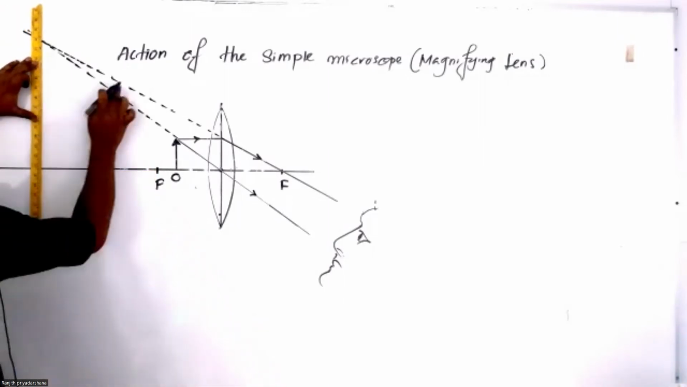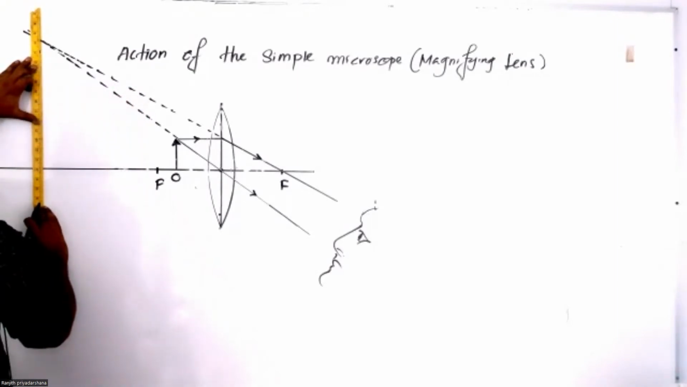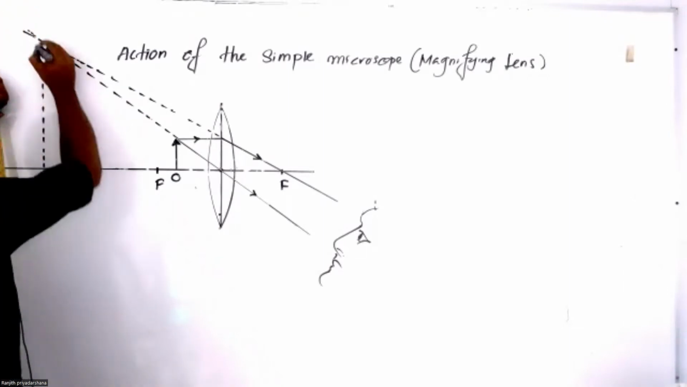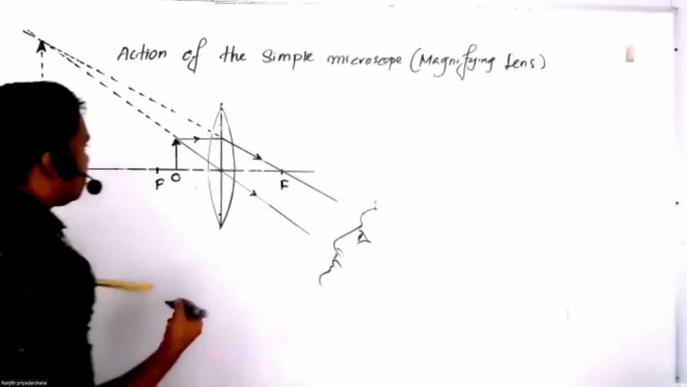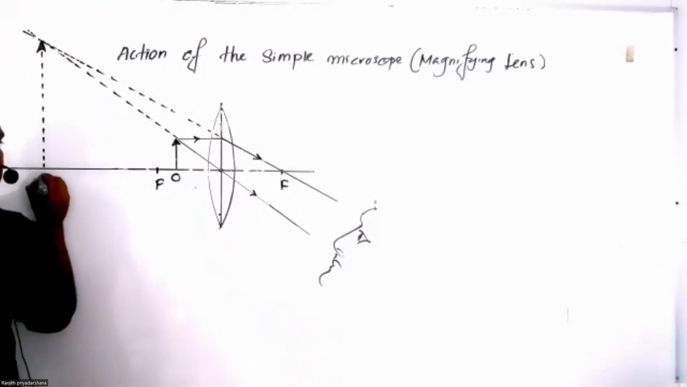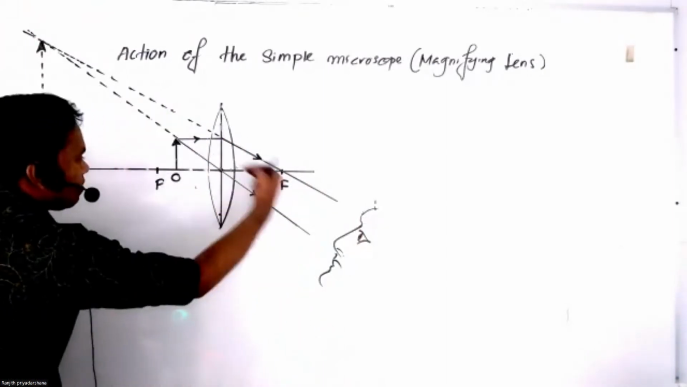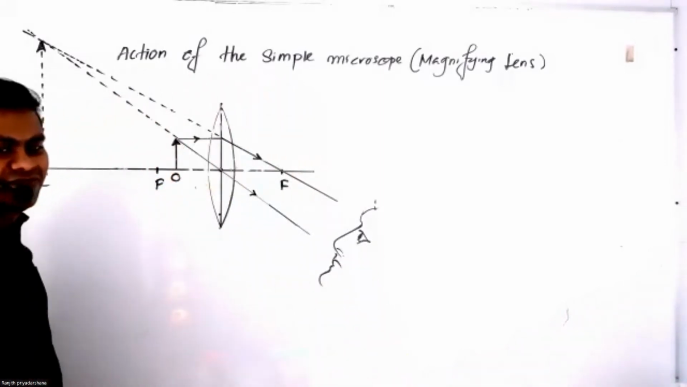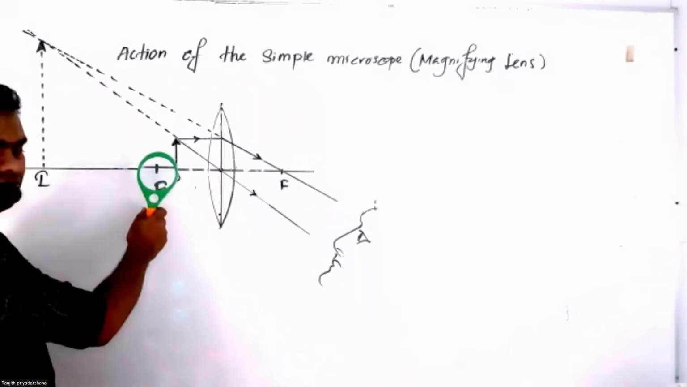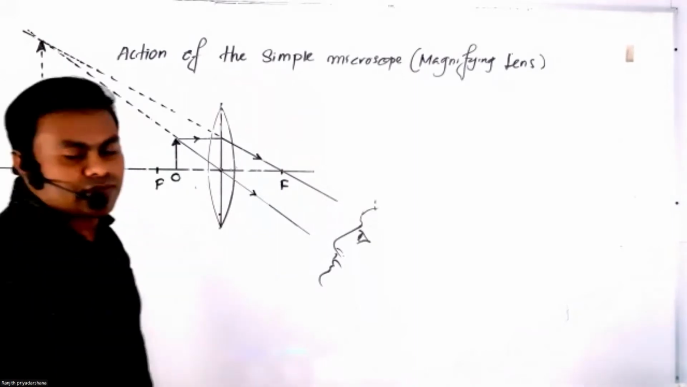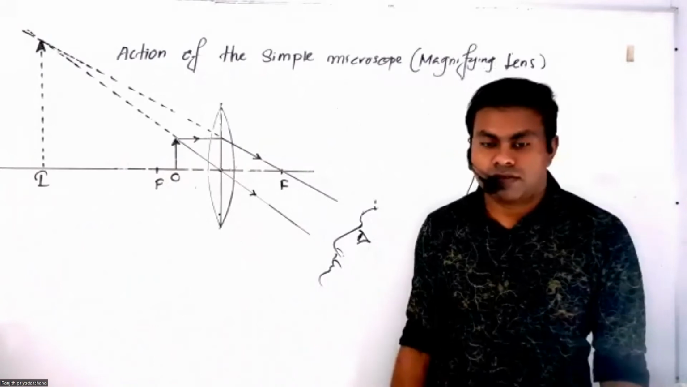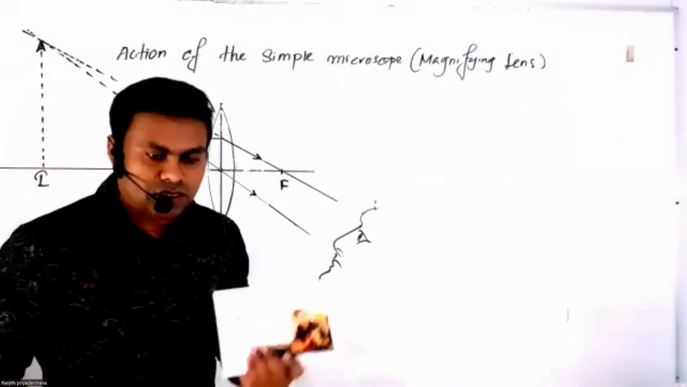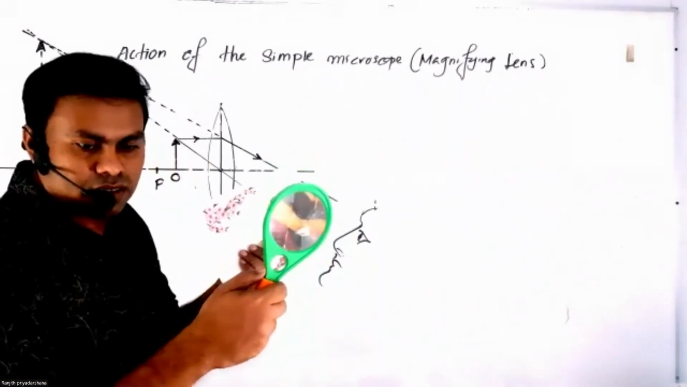Okay, let's find when these two light rays meet. A virtual image is created. When you look through the lens, you can see a large virtual image I. It is a big one, right? Can you see pixels of this? No. It's not enough.